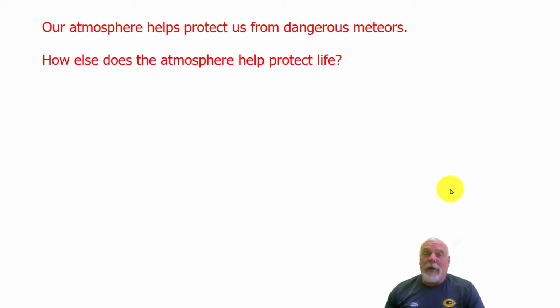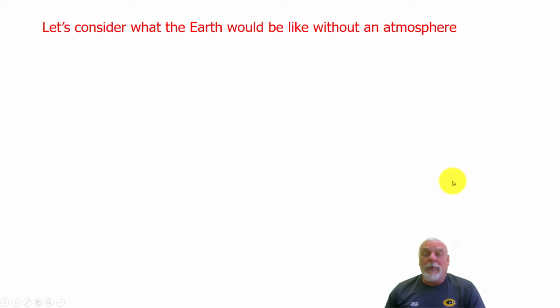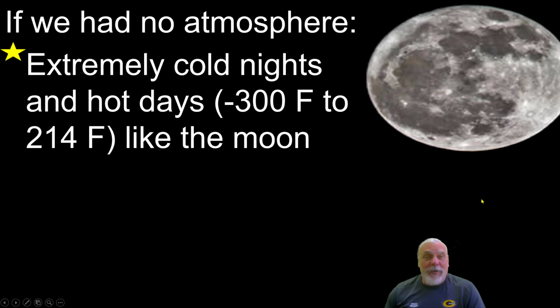How else does the atmosphere help to protect life? Let's consider what the Earth would be like without an atmosphere. Not a very, very friendly place to be. We would have extremely cold nights and extremely hot days. The moon we can use as an example. It's about the same distance from the sun as the Earth is. However, the moon doesn't have an atmosphere. The moon can get down to negative 300 degrees Fahrenheit when it's in the dark, when it's nighttime, and 214 degrees Fahrenheit in the sunshine.